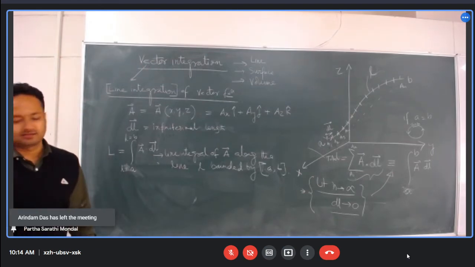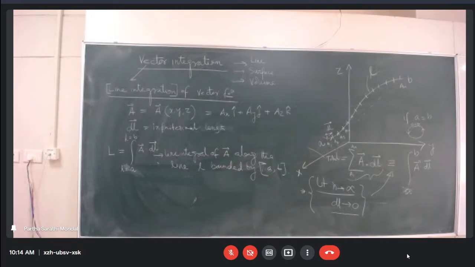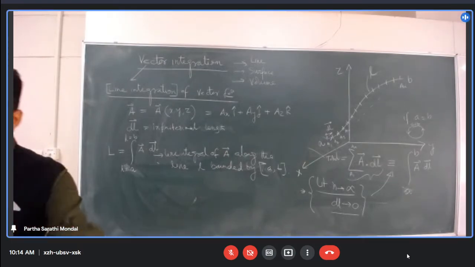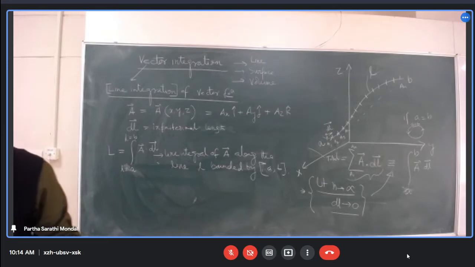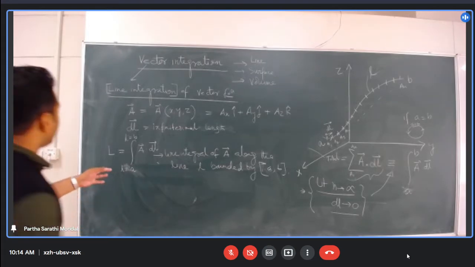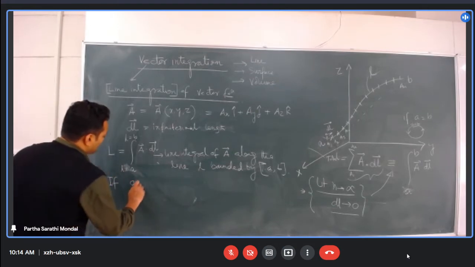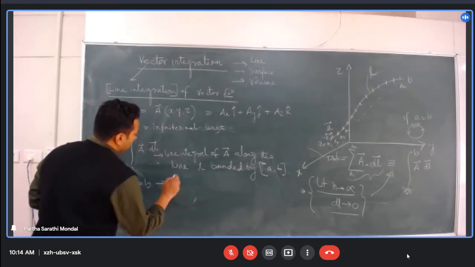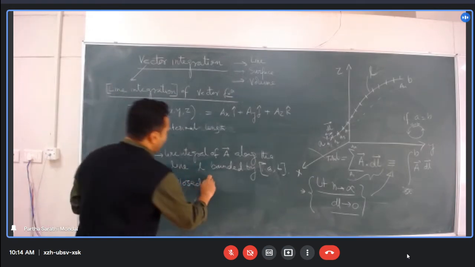फिजिकली लाइन इंटीग्रल क्या देता है? अभी एक फिजिकल एग्जांपल देता हूँ, जैसे वर्क डन. Now if I say A equal to B, so this will give you a closed path. Closed line को closed path बोलते हैं.